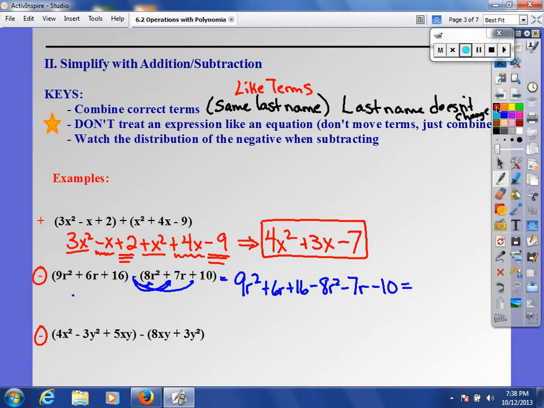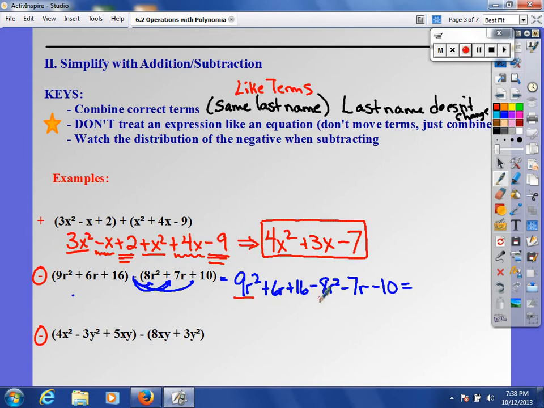I'm going to put in right here what students want to do, but don't do this. We're not adding 8r squared. Where are we moving it? There's no two sides. They're already together on the same side. I know it's a long expression, but don't move things.